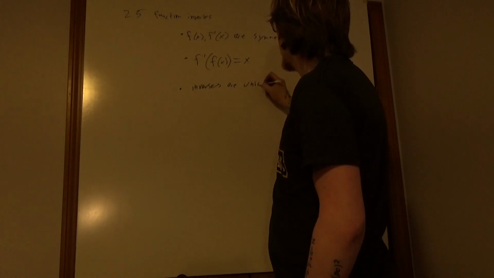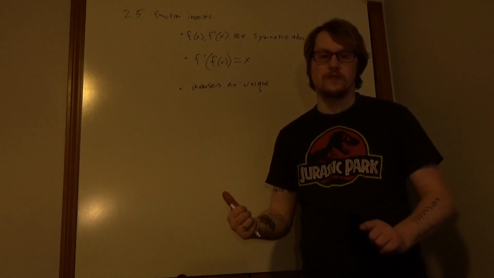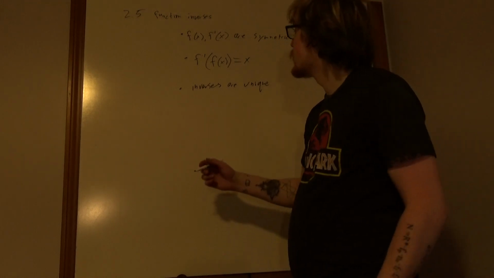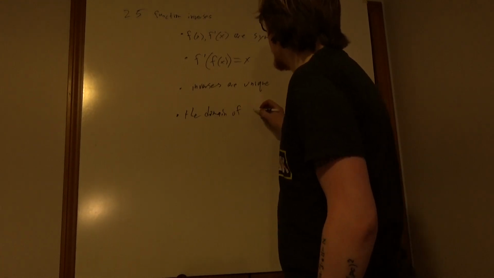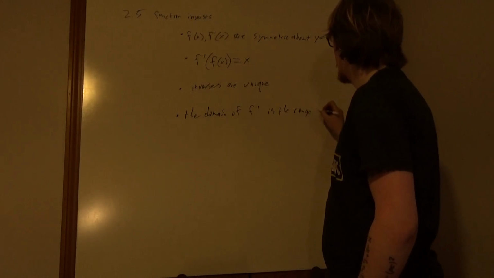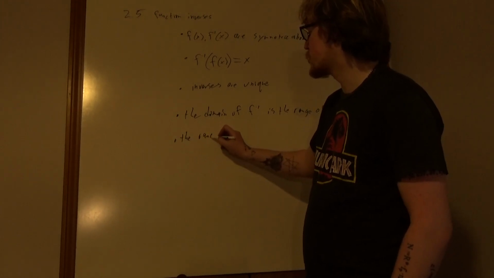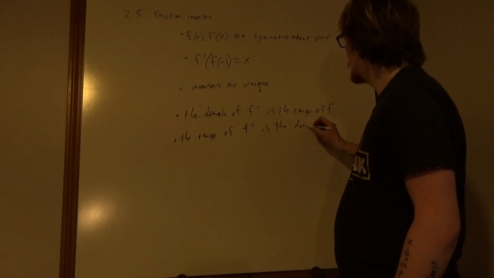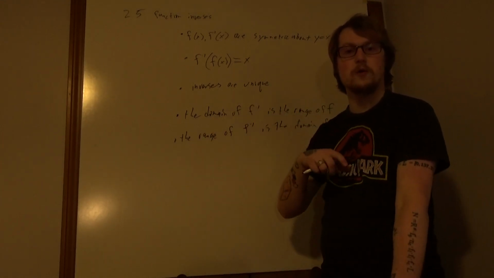Inverses are unique, meaning that for every function there is only ever going to be one inverse function, and for every inverse function there's only one function that it's the inverse of. Another thing is the domain of f inverse is the range of f, and the other way, the range of f inverse is the domain of f, right? Because they sort of flip which one we're considering inputs and outputs.